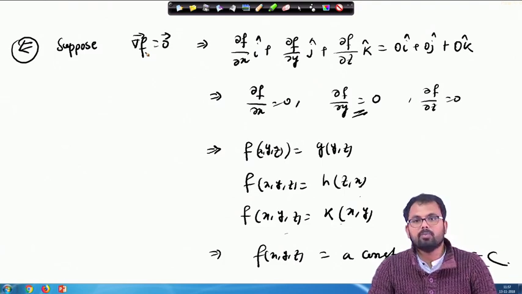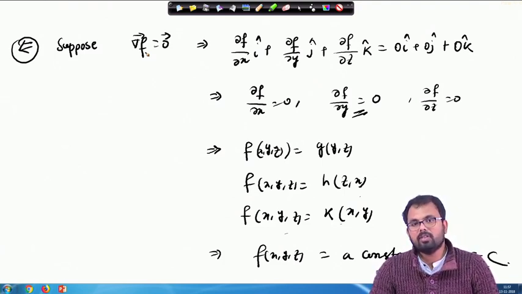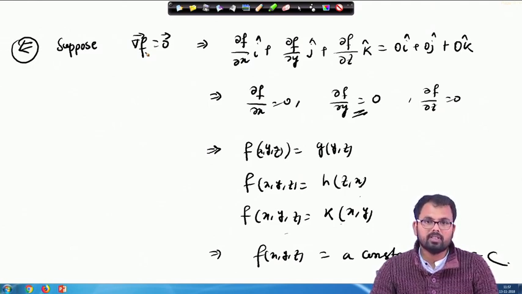These are some simpler results which we can definitely practice, and we will practice some more examples on the gradient of a function, and we will also introduce the concept of divergence of a vector function in our next class.